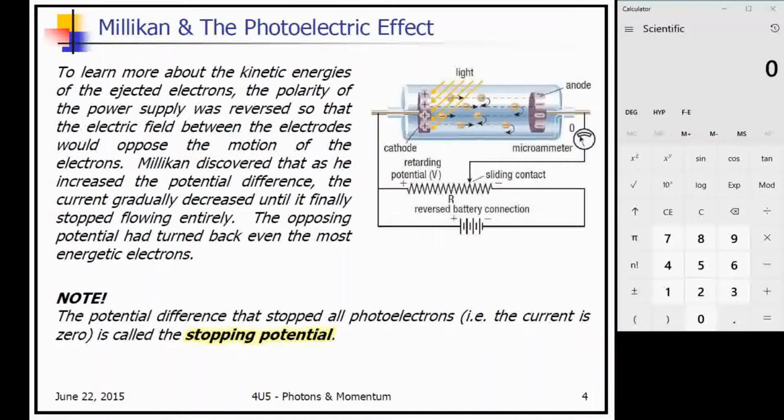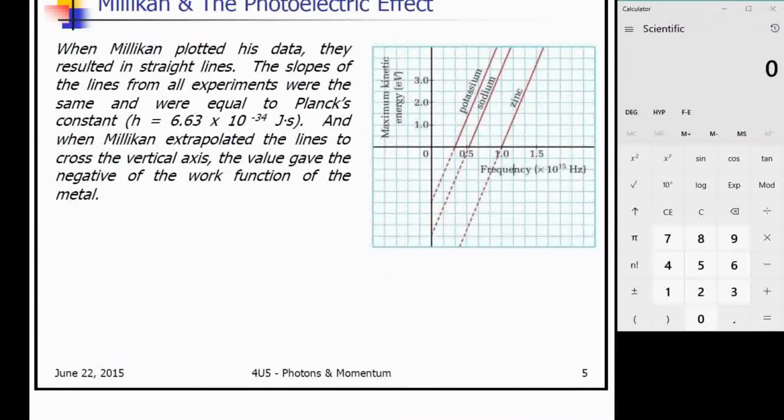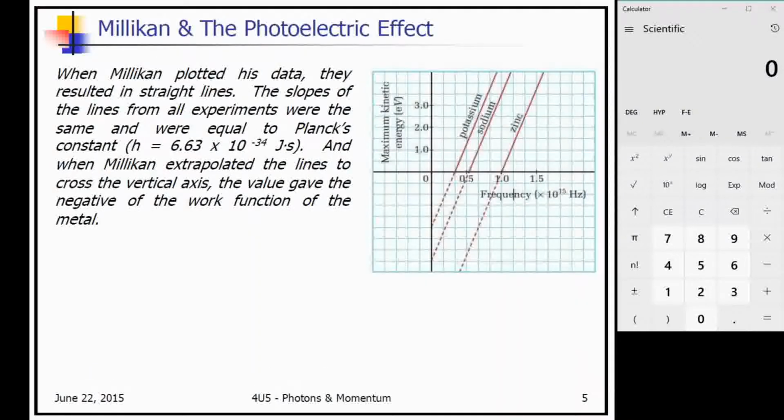So this is something that we call the stopping potential, which is the potential difference required to stop all photoelectrons from moving. So basically to cause a current of zero. Millikan ended up plotting this data for different metals, and what he ended up finding was that it predicted Einstein's theory exactly. So you could see what we have here is potassium, sodium, and zinc.